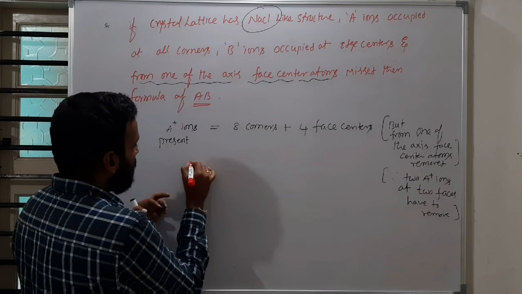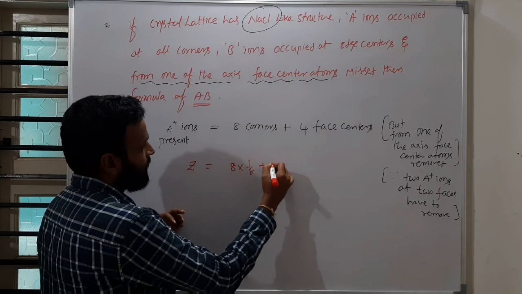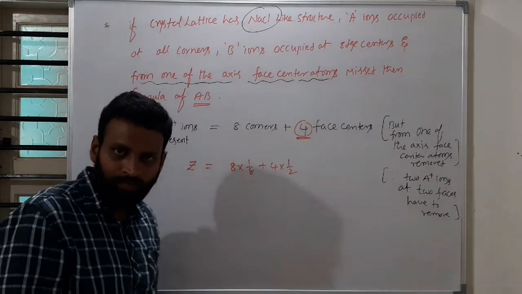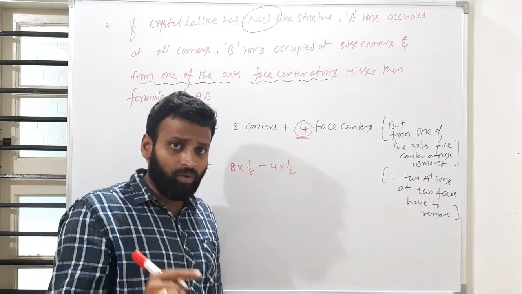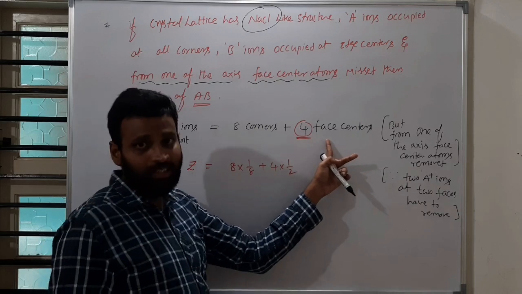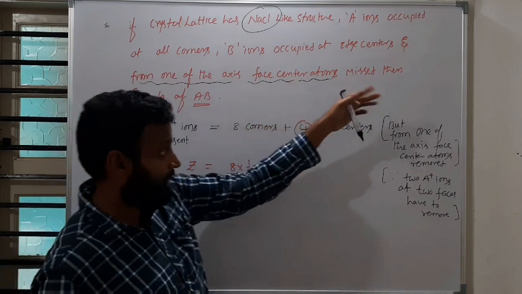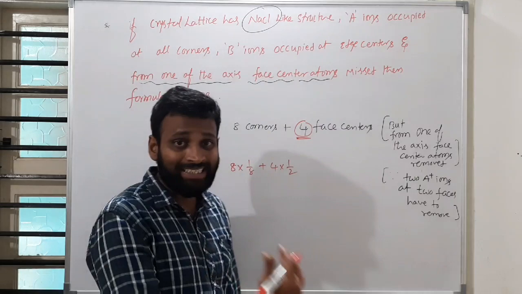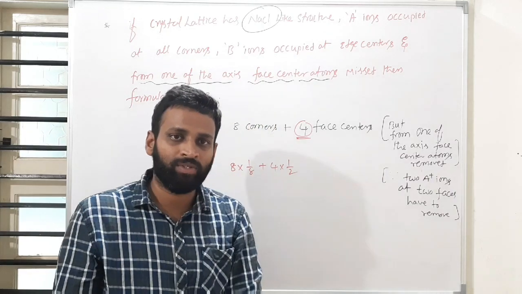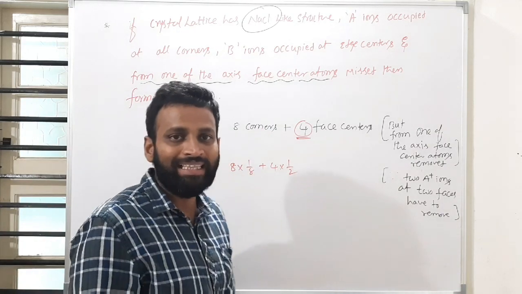Getting? Now what is Z? To get the formula you have to calculate Z. So 8 into 1 by 8 plus just 4 into 1 by 2. Instead of 6, why have I taken 4, understood? This is very important for us. If you have any doubts, personally you can ask me. 8 corners, actually 6 face centers I have to consider. But since it was given that from one of the axis face center atoms are missing, and one axis consists of 2 face center atoms, because 3 axes consist of 6 face centers.